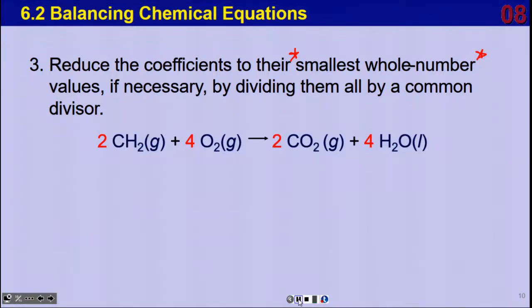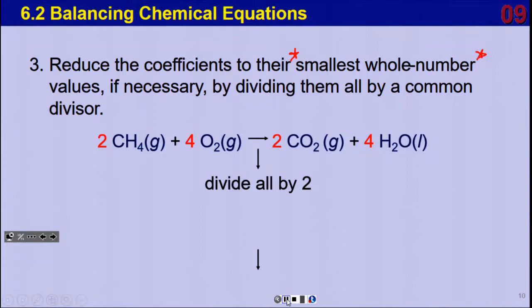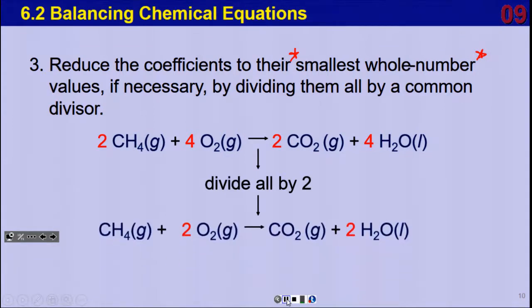So if you had ended up with this value, this example here, so I just adjusted the coefficient on methane. It was incorrect for a moment. If you ended up with a situation where your numbers were all divisible by 2, that wouldn't be the desirable endpoint. So what would you do? You take and divide everything and end up with smallest whole number coefficients as shown at the bottom.